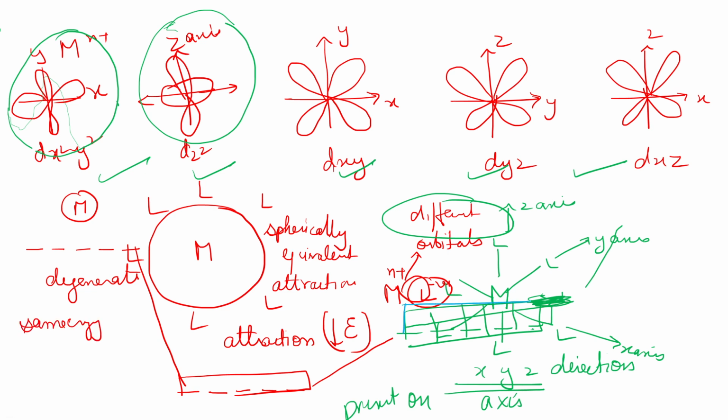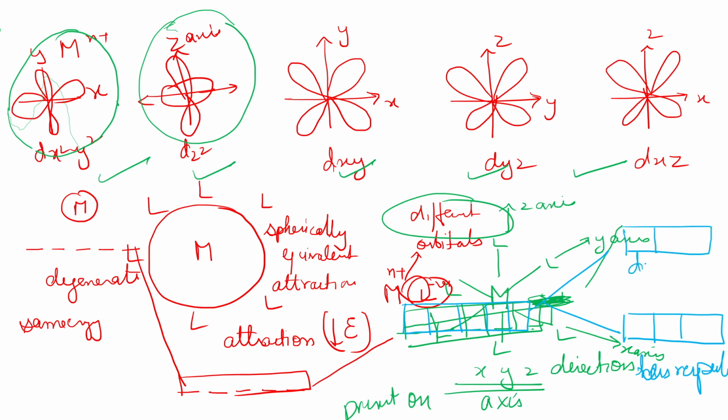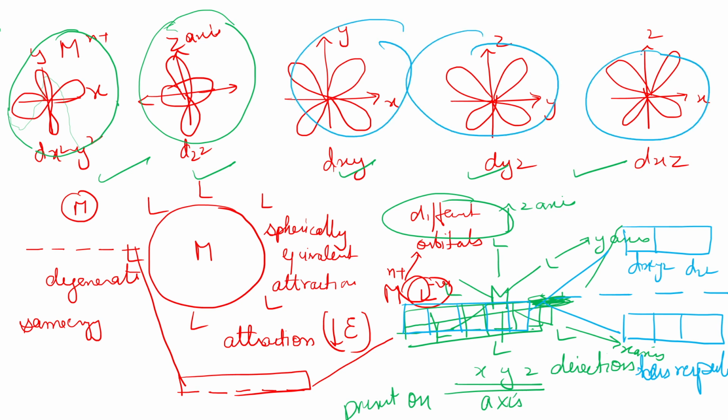The 5d orbitals, the 1, 2, 3, 4, 5, these will again split. The one where the repulsion is less, that means less repulsion. Repulsion means energy will increase. And the one where repulsion is more, dx square minus y square and dz square, their energy will be increased. And these three, where the orbitals are in between the axis, their energy will decrease.